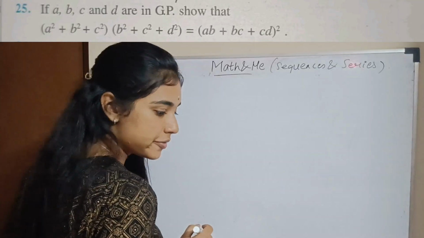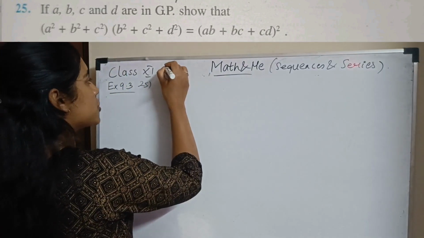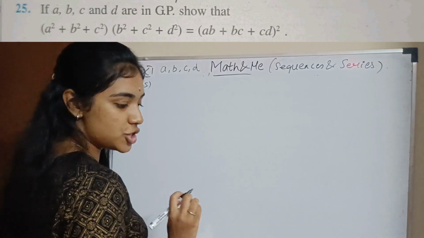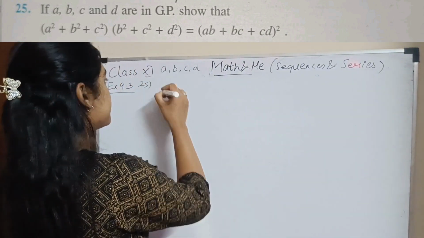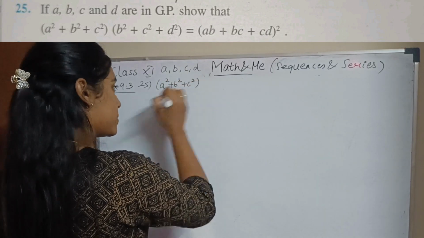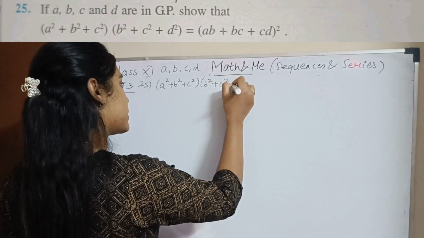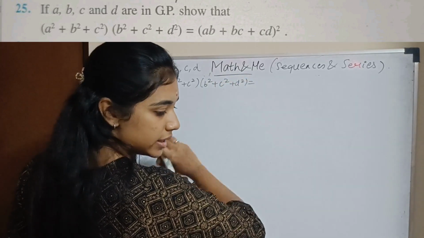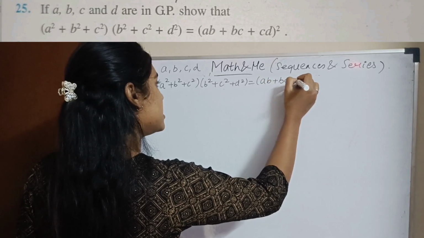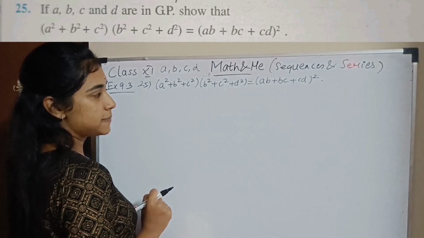Question number 25. If A, B, C, D are in GP, you have to prove that (A square plus B square plus C square) times (B square plus C square plus D square) equals (AB plus BC plus CD) the whole square. So how do I do this?